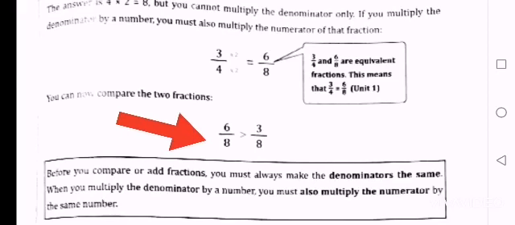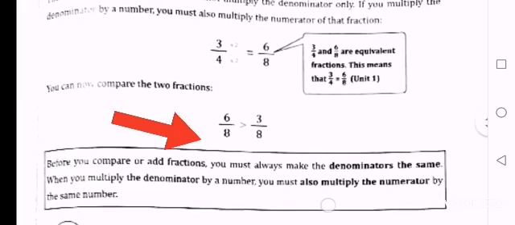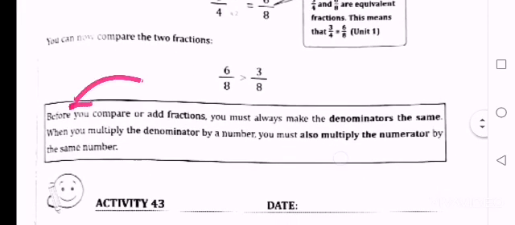6/8 and 3/8. Which one is bigger? So 6/8 will be bigger than 3/8. Before you compare or add fractions, you must always make the denominators the same. When you multiply the denominator by a number, you must also multiply the numerator by the same number. Okay, the video teacher sent to mommy will also explain this nicely for you.